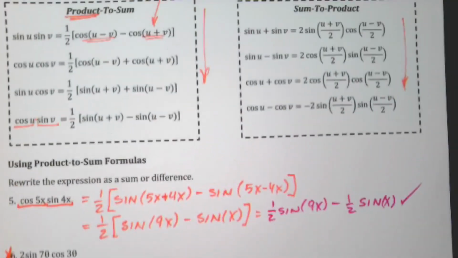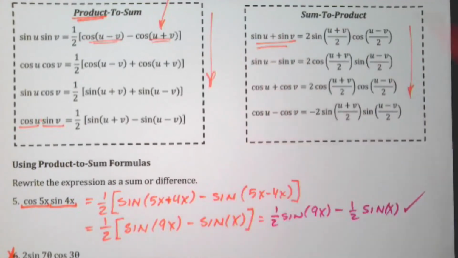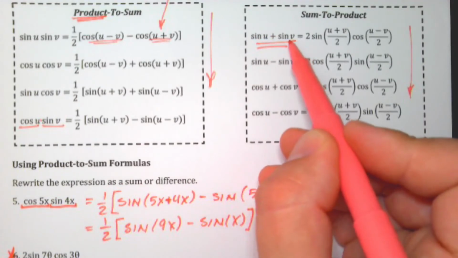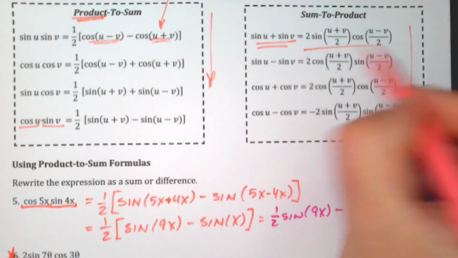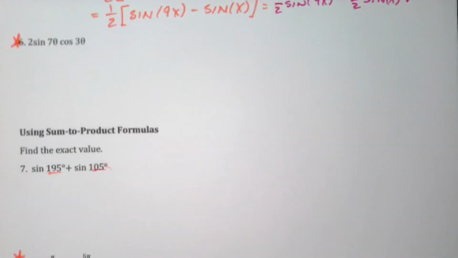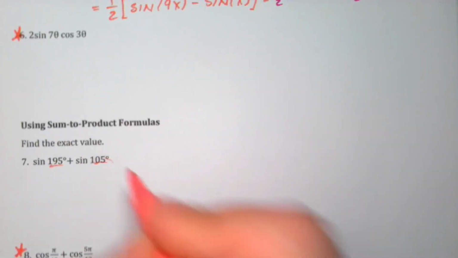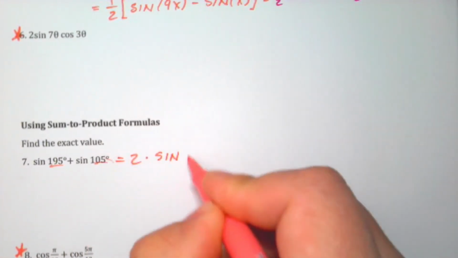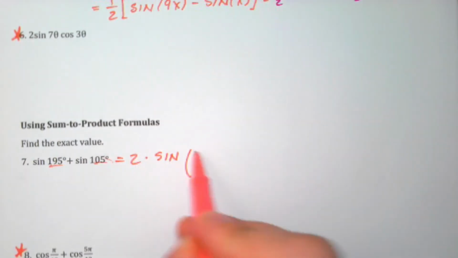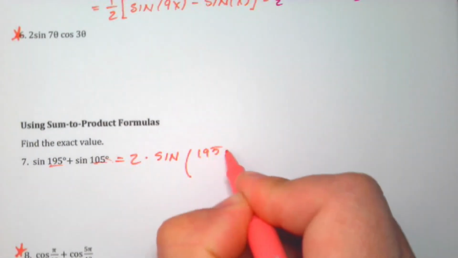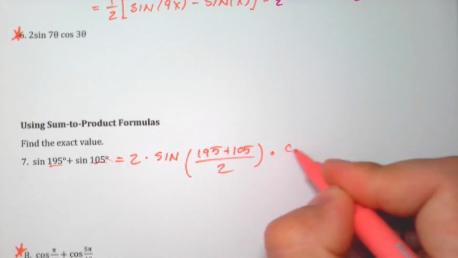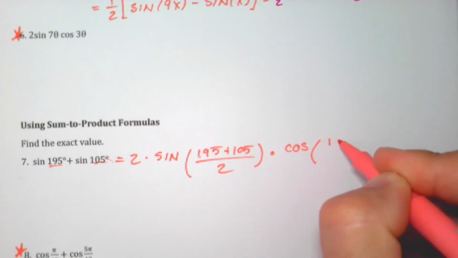But we're going to see with this sum to product, with a sine plus a sine, that's our very first one up top, we're going to let u equal 195 degrees, v 105 degrees, and we're just using this top formula. So we come down. This is going to be 2 times the sine of the sum of these two angles divided by 2. So 195 plus 105 divided by 2 times the cosine of their difference.